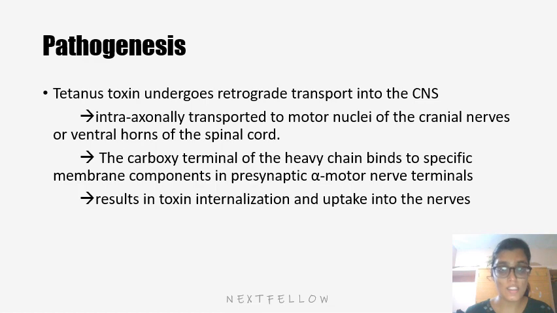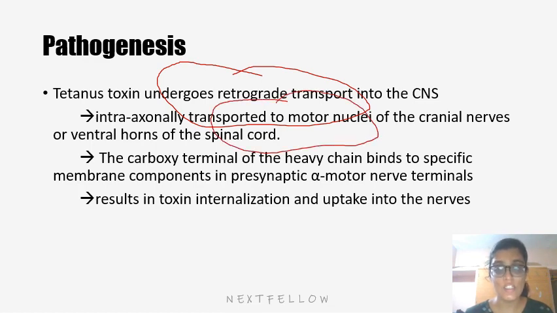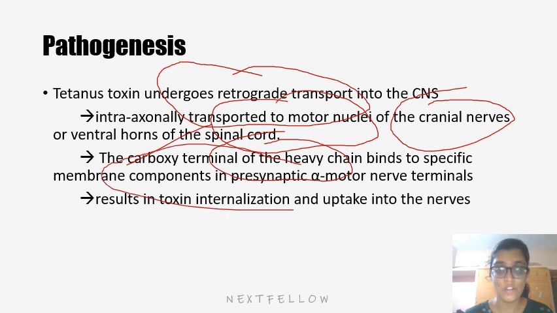So the tetanus toxin undergoes retrograde transport into the CNS. It is intra-axonally transported to motor nuclei of the cranial nerves and ventral horns of the spinal cord. The carboxy terminal of the heavy chain, previously I have told you that the toxin splits into heavy and light chain, binds to the membrane components in presynaptic alpha motor nerve terminals, which results in toxin internalization and uptake into the nerves.